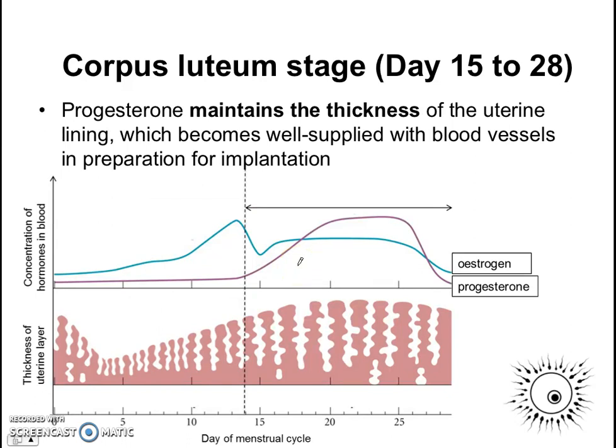Looking at this graph here, you can see that during the corpus luteum stage, the level of estrogen and progesterone remain relatively high. But progesterone is the main one that really rises up and its level is high.